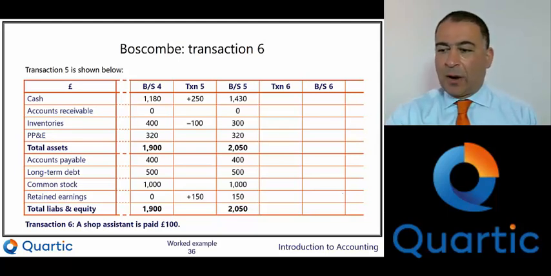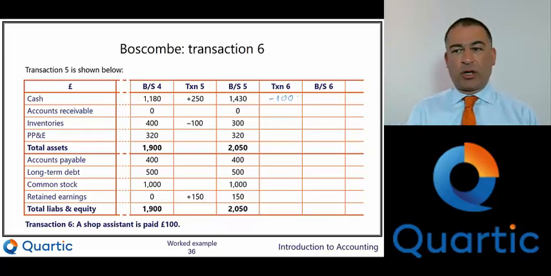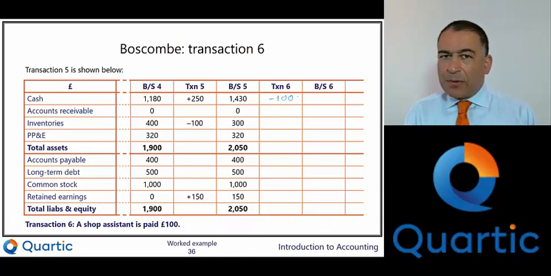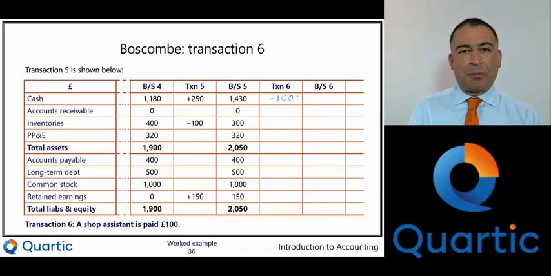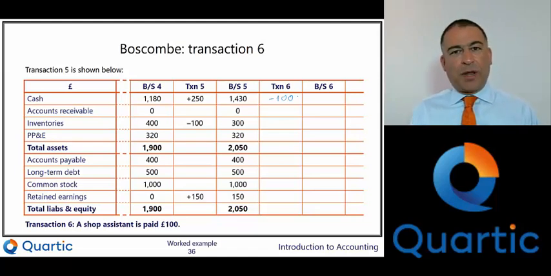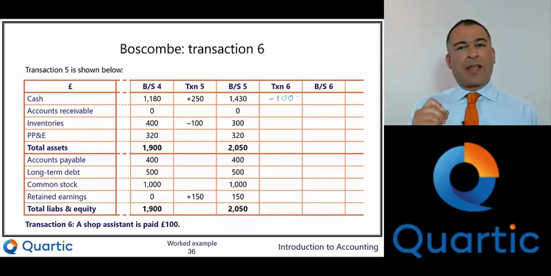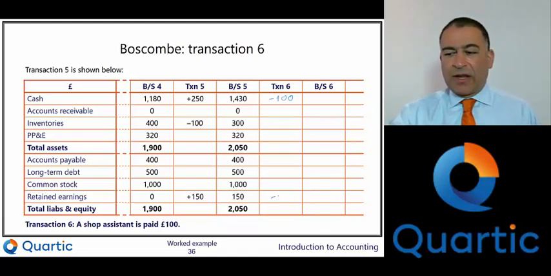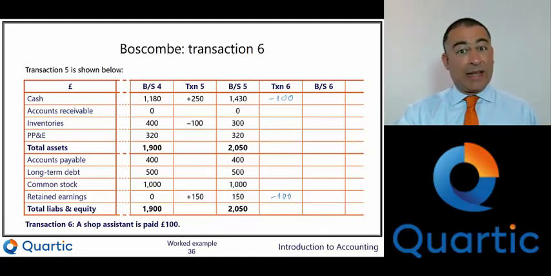The objective side, hopefully you can see, is cash. We're paying £100 cash to our shop assistant. Now, what's the other side of that? It doesn't affect receivables or inventories or PP&E. It doesn't affect payables because our shop assistant is not a supplier. What it affects is the income statement. So this is a cost we have incurred. We've incurred costs because our shop assistant needs paying, and therefore it comes out of the income statement or retained earnings. So retained earnings down 100, and it all balances.